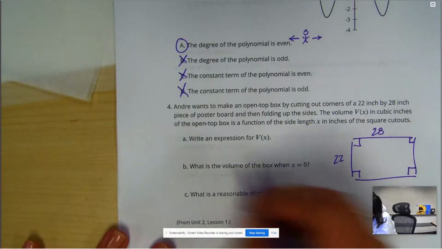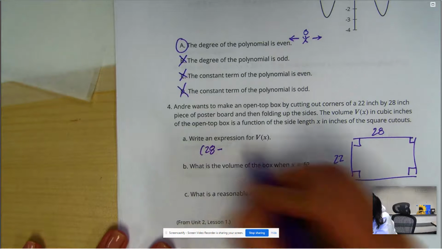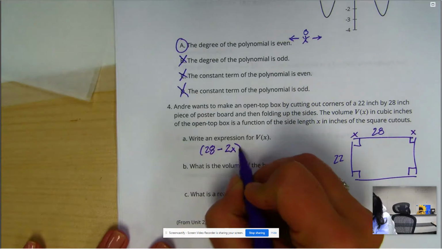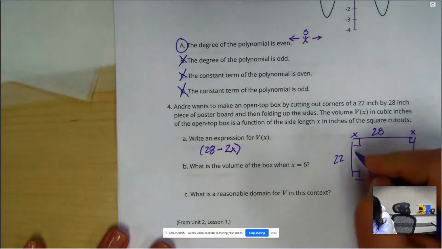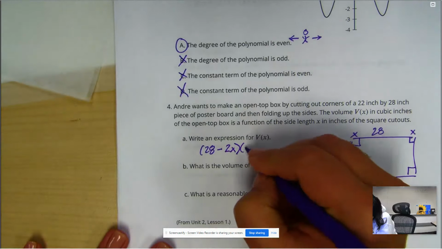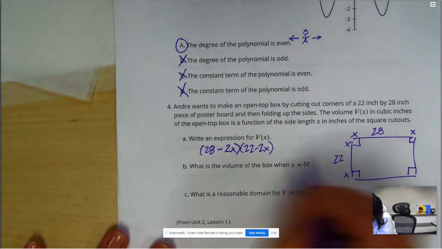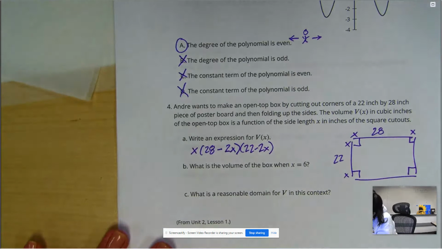Okay, so this is going to be 28, take away, these are x, 2 of those. This dimension is going to be 22, take away 2 of those. And then when I fold these up, there's my other dimension. I'm going to put it out front.